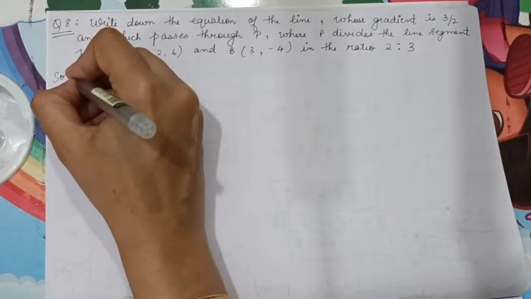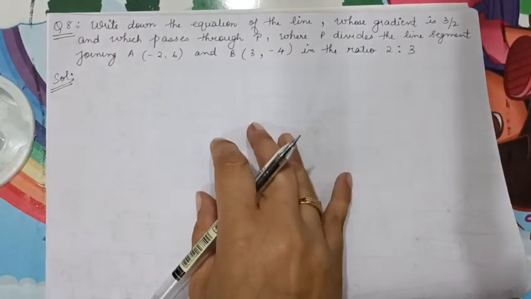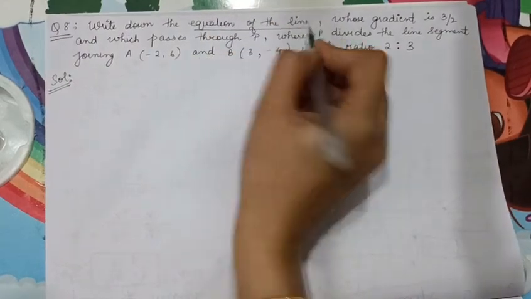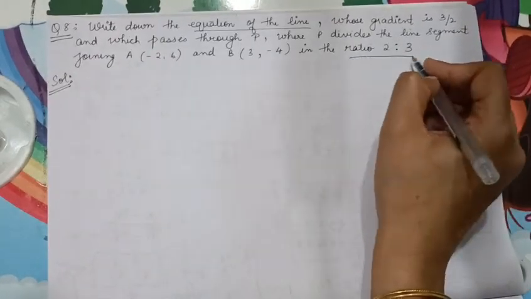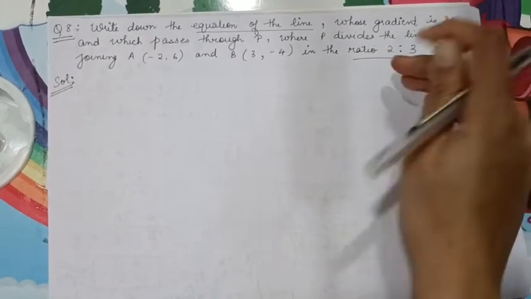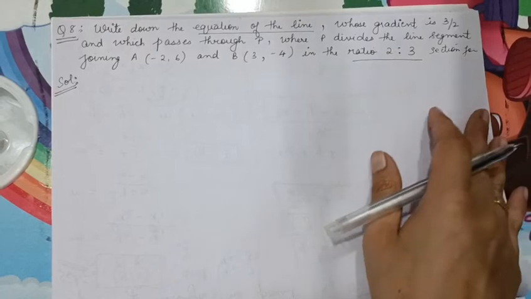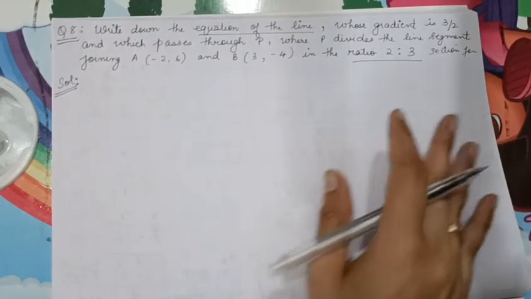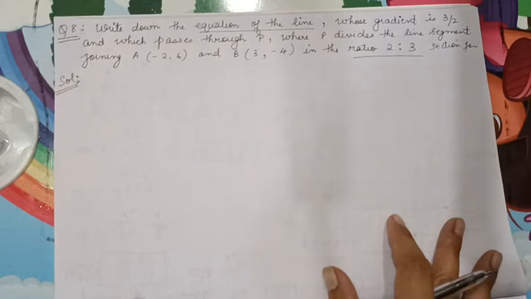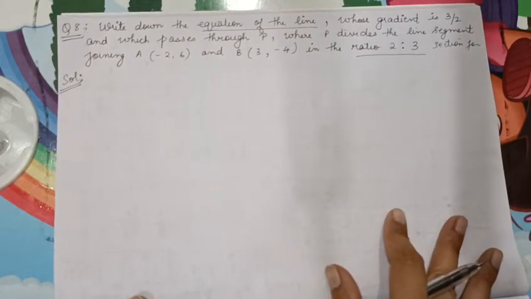So, very good question. As you can see here, this question is a combination of equation of line and section formula. Whenever a ratio is there, that means that question is of section formula. So both the chapters are combined and you can expect this type of question in your exam. So let's do this question.